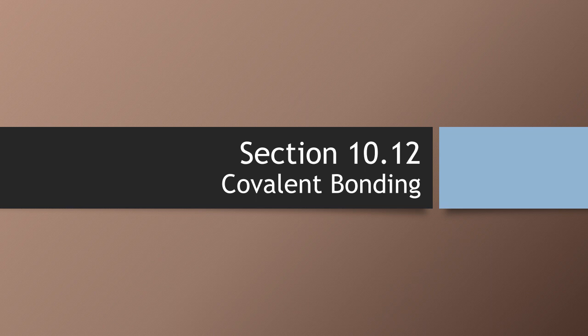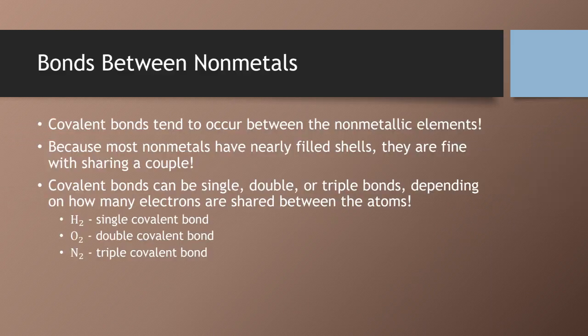So in this section, we're going to talk about covalent bonds. Covalent bonds tend to occur between non-metallic elements, hydrogen and oxygen, or carbon and oxygen. Elements on the right-hand side of the periodic table.